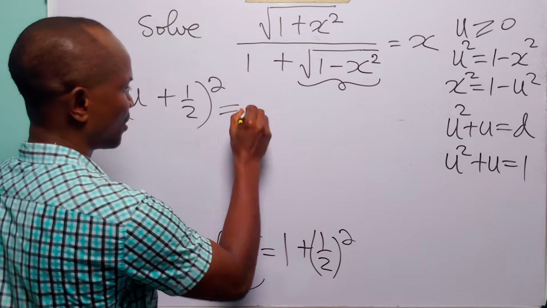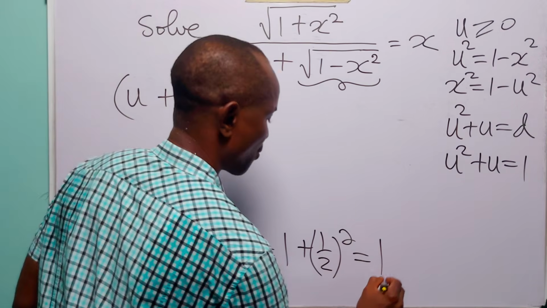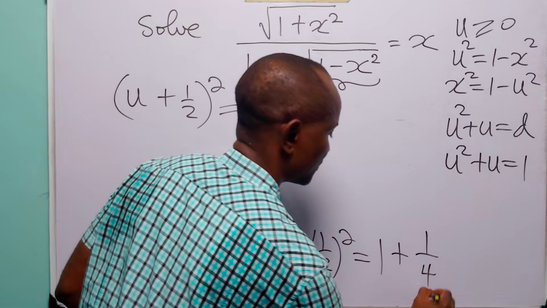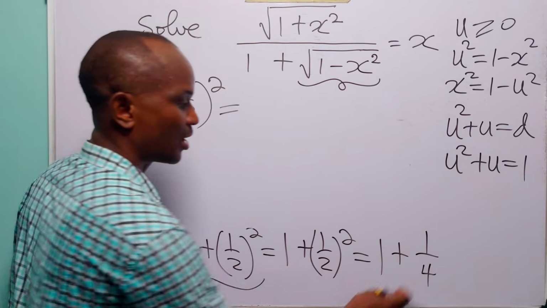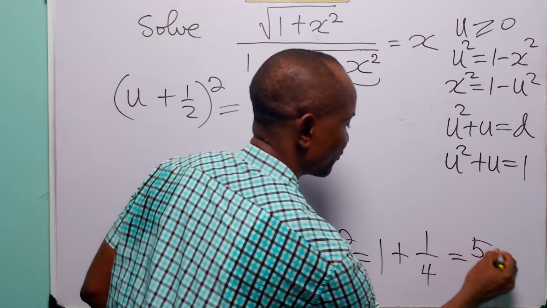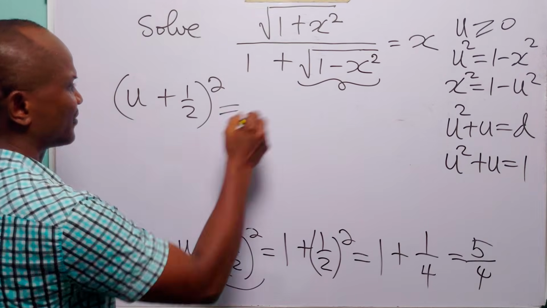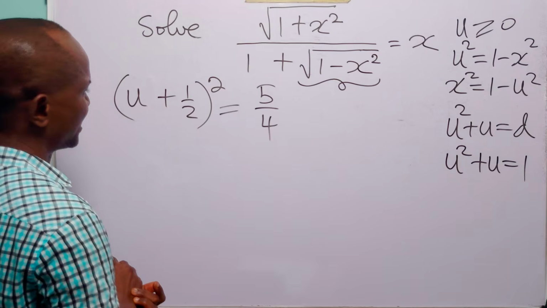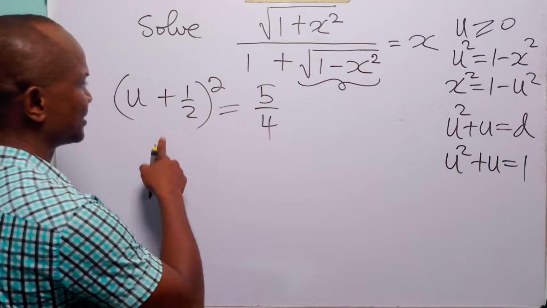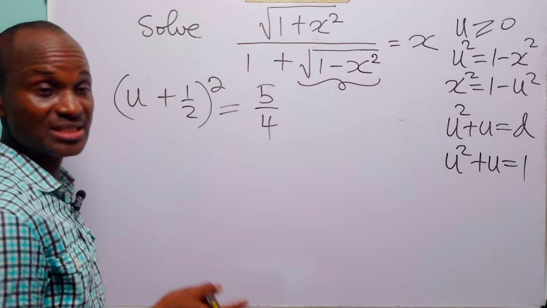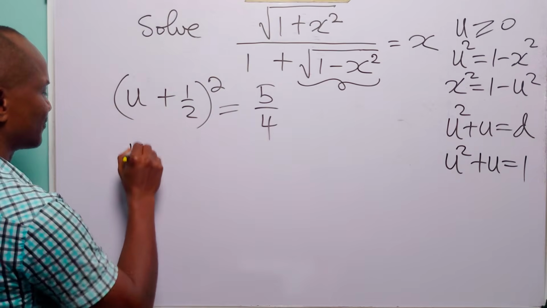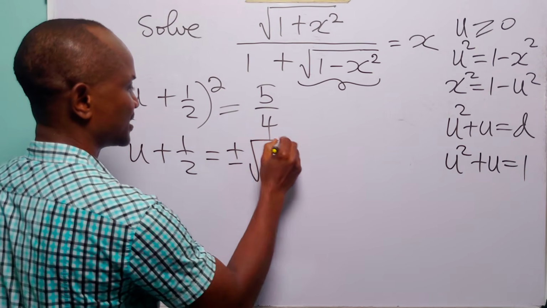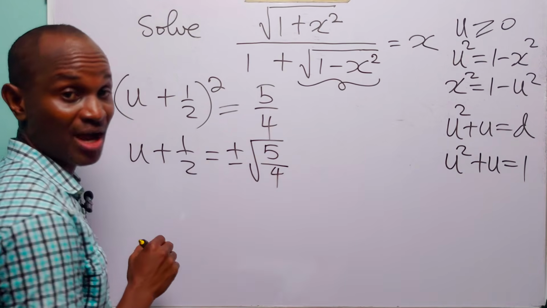Now this is equal to, here we have 1 plus half squared, which is 1 over 4. 4 times 1 is 4 plus 1, 5. So this is equal to 5 over 4. And of course, the next thing we are going to do is take the square root of both sides of this equation. When we do that, we have that u plus half is equal to plus or minus the square root of 5 over 4.